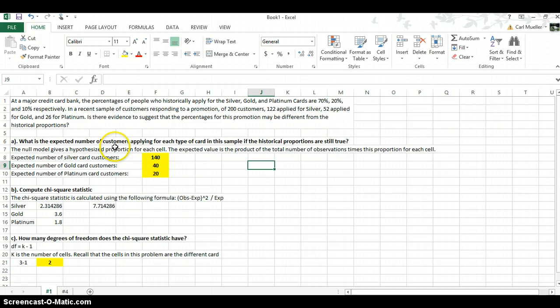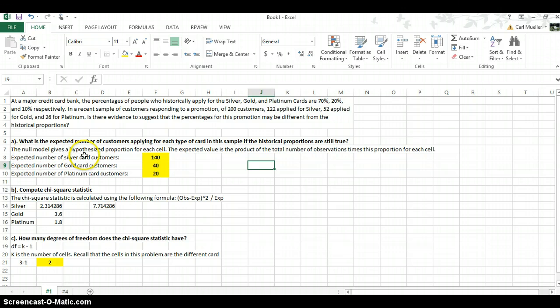So, off the bat, what's the expected number of customers applying for each type of card in this sample, if the historical proportions are still true? Historical is right here. It gives you what it is. Proportions is another way of saying percentages in this case. 70% historically, 20%, 10%. You see that a lot in survey data, and for instance, in sales data.